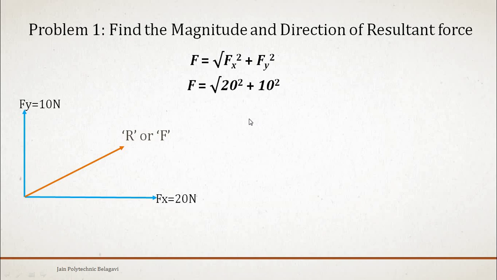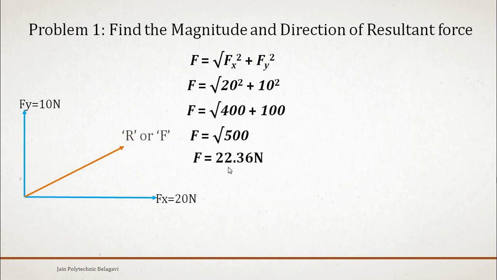We know that Fx is 20 newtons, so Fx is put as 20 square plus Fy is 10 square. 20 square is 400 plus 10 square is 100, under root. The resultant force is equal to under root 500, and the value is 22.36 newton. This value is nothing but the value of the resultant force. Instead of applying these two forces of 20 and 10 in the horizontal and vertical directions, if you apply a resultant force of 22.36 newton in this direction, it will give the same effect as these two forces.